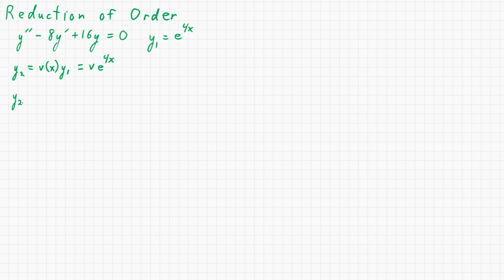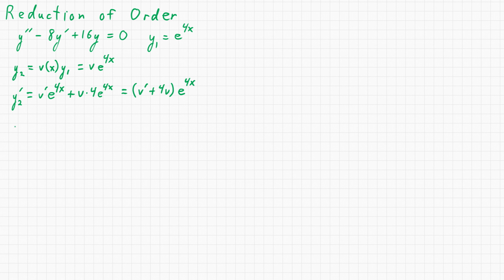I'm going to need y2 prime, so I've got to compute that. This is a product rule, so this will be v prime e to the 4x, that's the first half of the product rule, plus the non-derivative of the v times the derivative e to the 4x times 4 e to the 4x. I usually like to simplify this as I go. It's a little nicer usually. Both those terms have e to the 4x in them, so this is v prime plus 4v times e to the 4x.